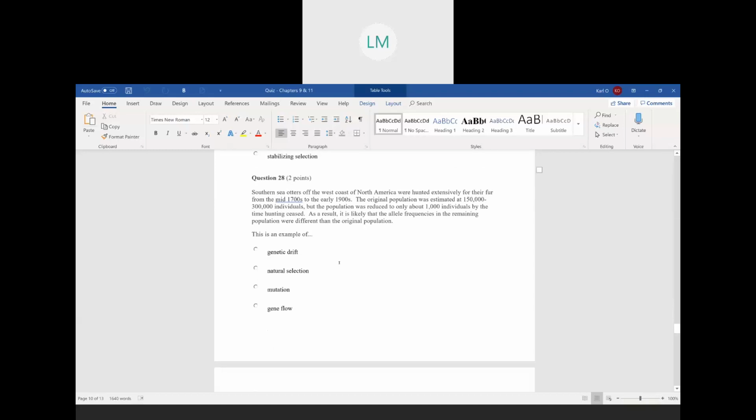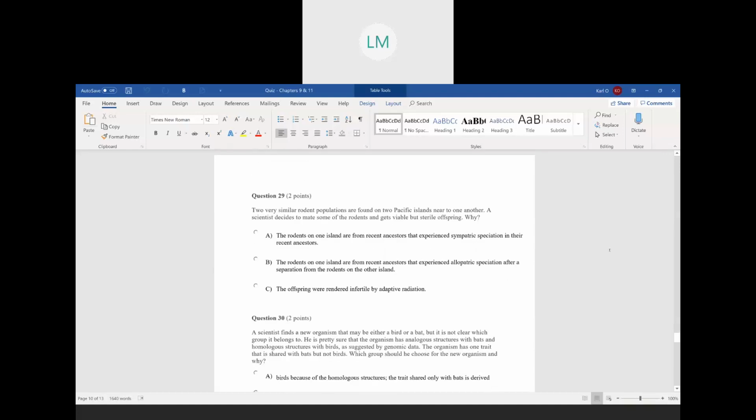Question 28, southern sea otters off the west coast of North America were hunted extensively for their fur. The original population was 150 to 300,000 individuals, but it got reduced to only about 1,000 individuals by the time hunting stopped. So as a result, the allele frequencies were probably different than the original population. So this is an example of genetic drift, right? We have this change in allele frequencies because of a drastic reduction in population. When we talked about genetic drift, there were two different types. There was a founder effect or a bottleneck effect. This would be an example of a bottleneck effect.